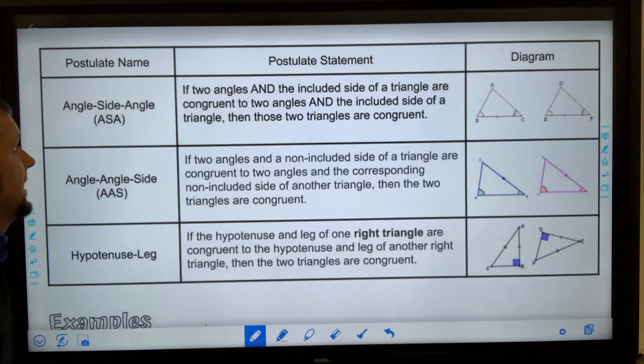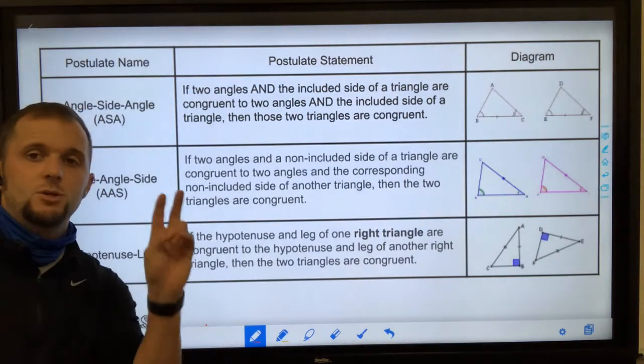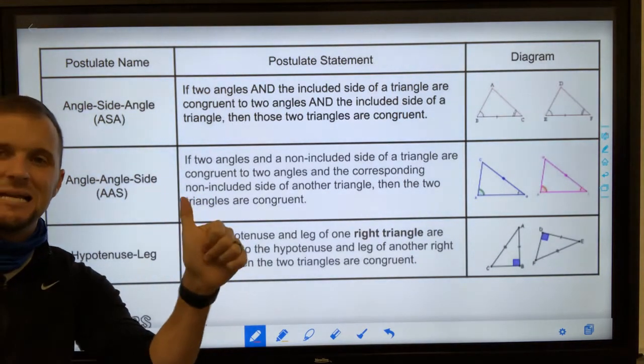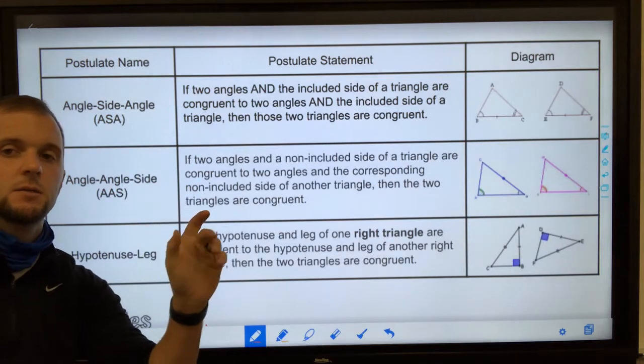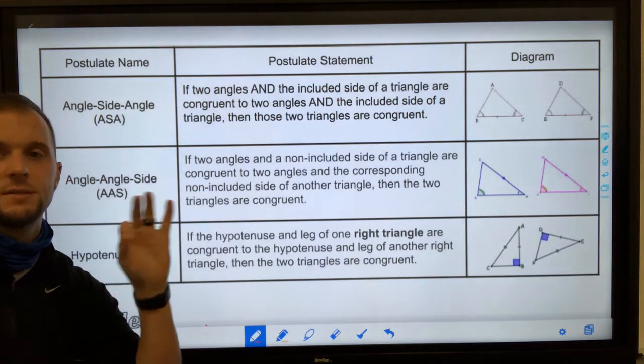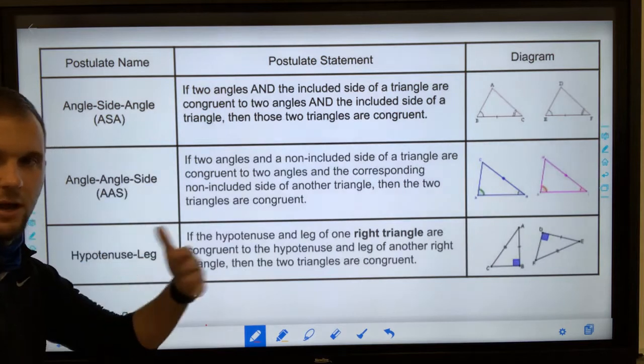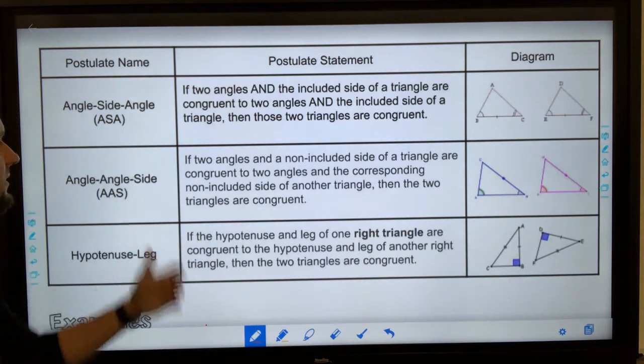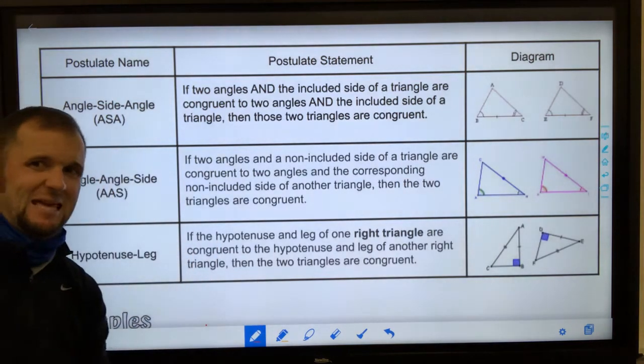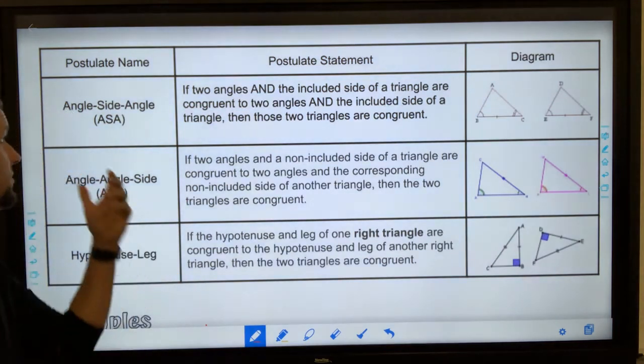In the previous lesson, we learned about two different ones: side, side, side, and side, angle, side. Now we're going to learn about three different ones that are going to help us prove more triangle congruency. So let's look at the first one. The first one is angle, side, angle, which is ASA.